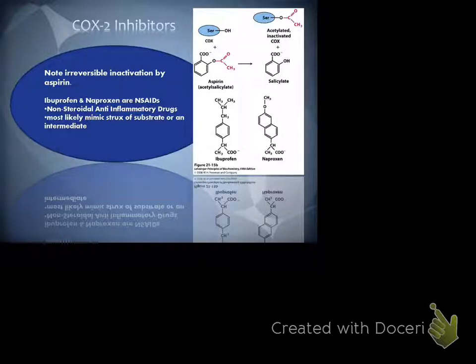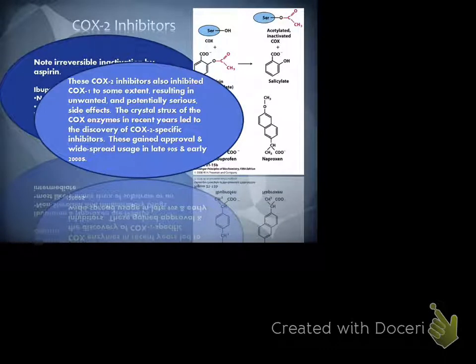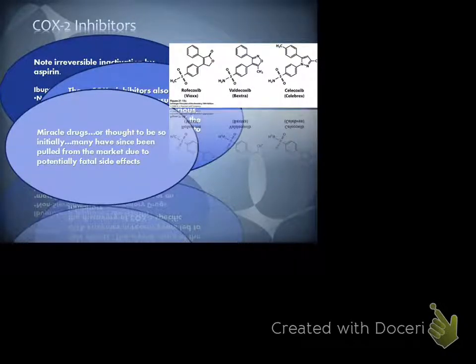Okay. So these resulted in a lot of unwanted side effects. For those who had medicinal chemistry before, they used it as a lead to try to make an analog that would only be specific for COX-2. And in the 1990s in particular, especially the late 90s to early 2000s, this really blew up because they figured out how to knock out COX-2 only. So therefore you wouldn't have the stomach problems and things like that. They thought these were miracle drugs. This is your Vioxx, your Bextra, and Celebrex.